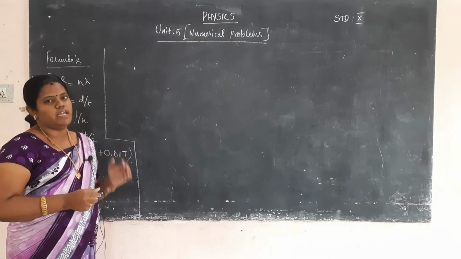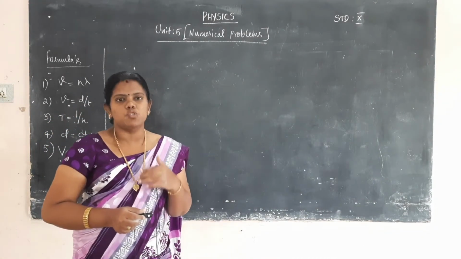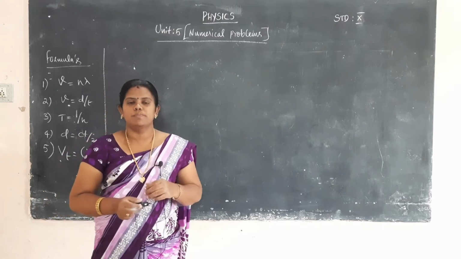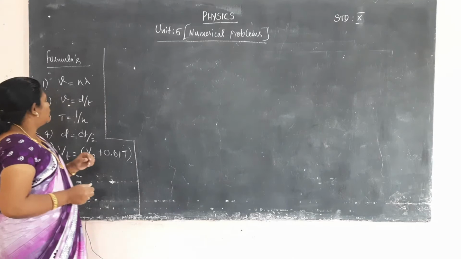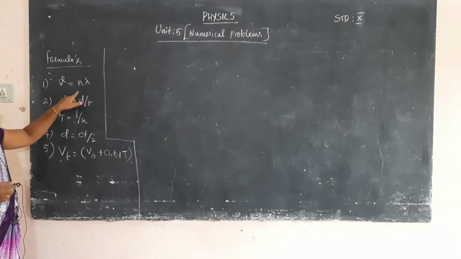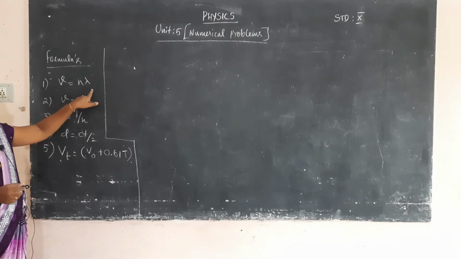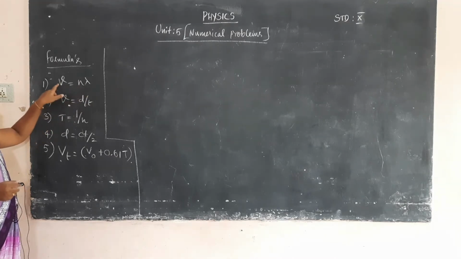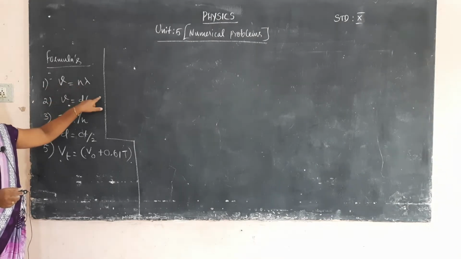First, all of you take your classwork note and note down all the steps involved in each problem, and note down the formulas also. First, note down the formulas. Velocity v is equal to n into lambda, where n is frequency and lambda is wavelength. So the velocity of sound v is equal to the product of frequency and wavelength of the sound wave.